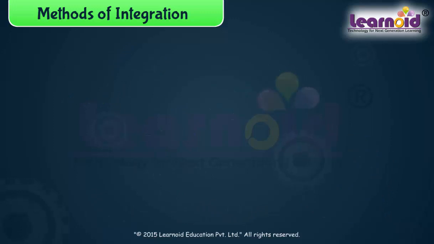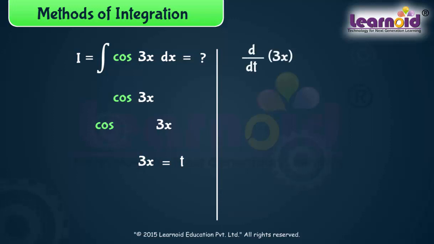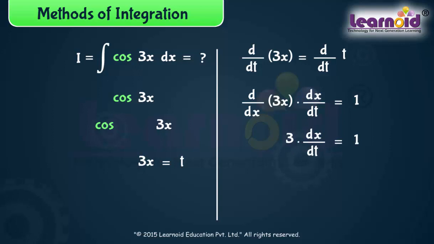Let us take an example. Find integral of cos 3x. Cos 3x is a composite function of two functions, cos and 3x. So we will make substitution for the second function, that is 3x. Let 3x is equal to t. Now differentiating with respect to t, we get d by dt of 3x is equal to d by dt of t. Using chain rule, d by dx of 3x into dx by dt is equal to 1. 3 dx by dt is equal to 1, or dx is equal to 1 by 3 dt.